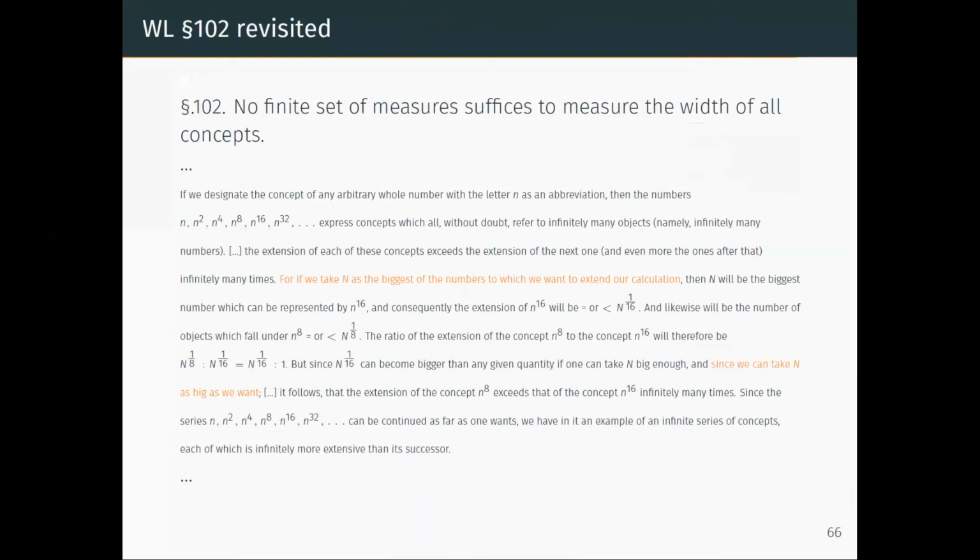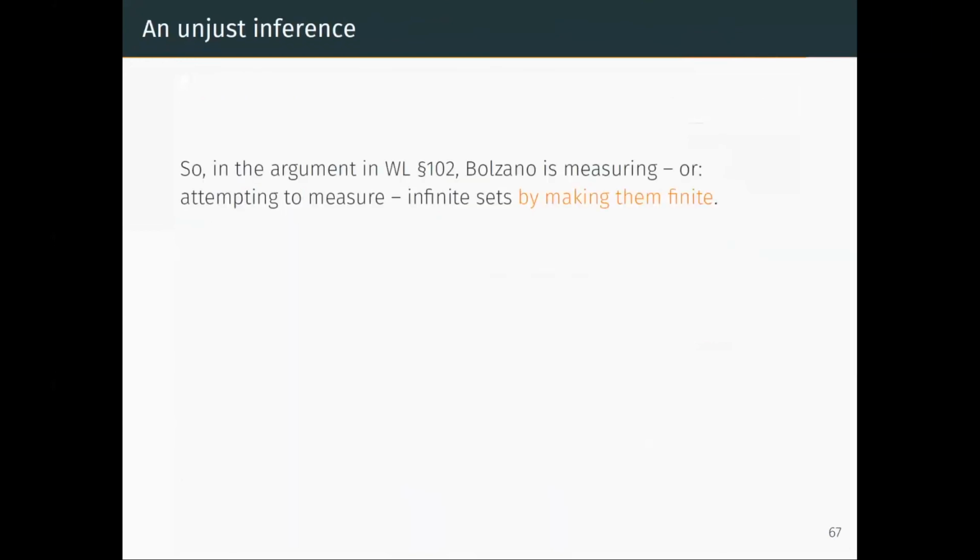And we see that he is arguing here that the first term is infinitely bigger than the second and so forth, by taking every time a biggest number n, so bounding these collections from above. So in other words, Bolzano is kind of measuring these infinite collections by making them finite.